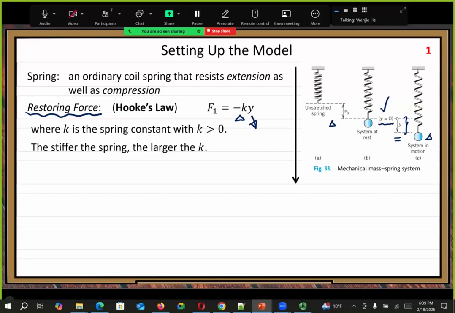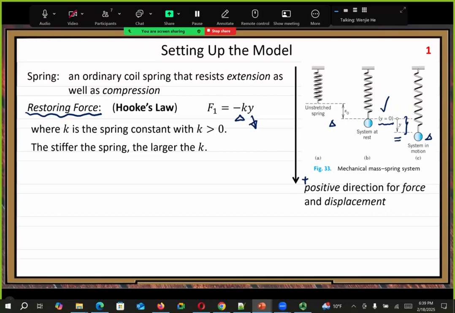Here we use this axis. This arrow is the positive direction of y, going down. So when the ball moves down, we treat that as the positive direction. Then F pulling back upward is the negative direction in this system.